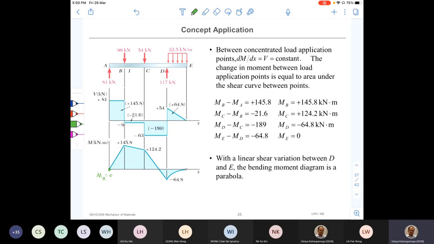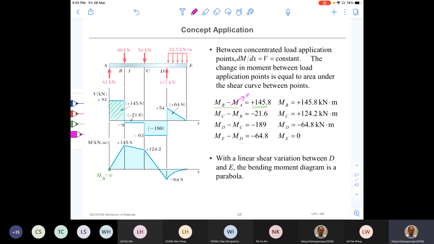MA is 0, right? And next, the bending moment between A and B, the variation, that is MB minus MA, should be equal to this area. Okay, so I'm writing that equation here. MB minus MA is equal to plus 145.8. And here we just found that MA is equal to 0.